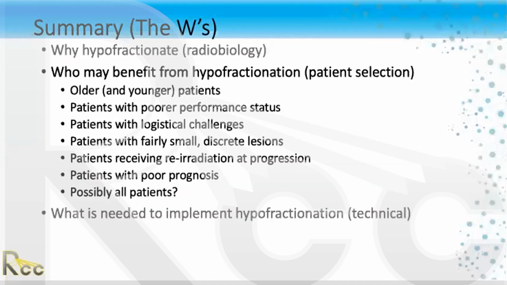We've seen older, more frail patients, but also younger patients with diffuse midline gliomas. Patients, again, with poor performance status, with logistical challenges for getting to the radiation therapy centers. I didn't talk much about it, but for patients with fairly small discrete lesions, there may be a role for more ablative techniques. You saw some extreme hypofractionation examples for patients who are getting reirradiation, and overall patients with poor prognosis. And the question is maybe everybody. I don't think we know. We haven't run those studies really in the post-temozolomide era, that maybe we can hypofractionate even slightly these patients to reduce their burden of time in the treatment center.